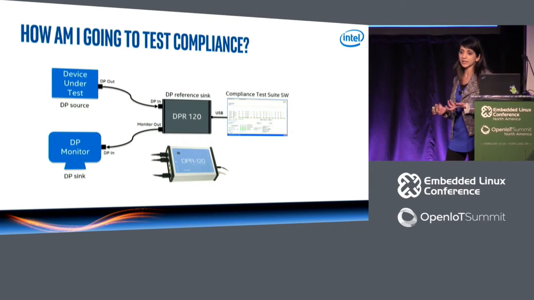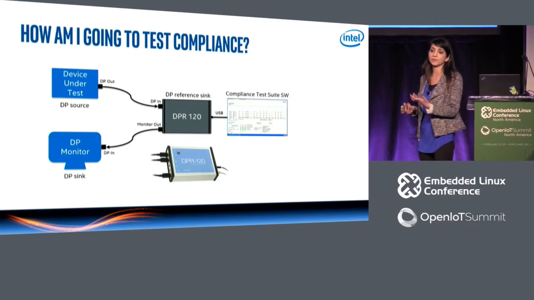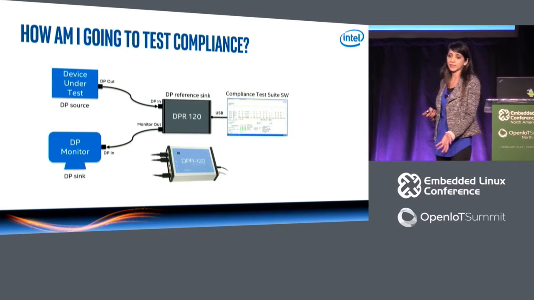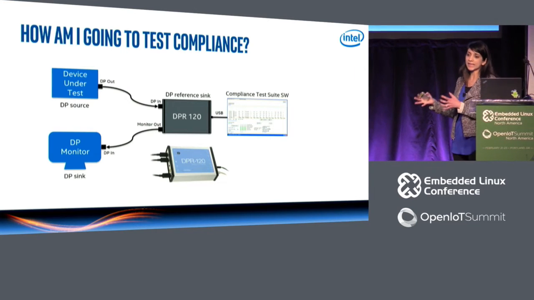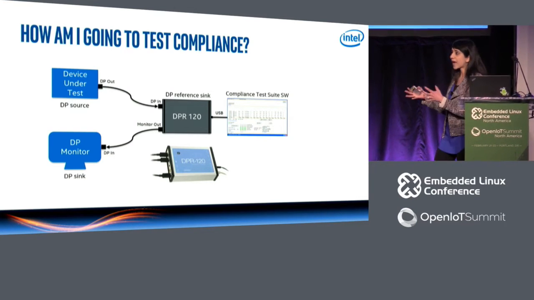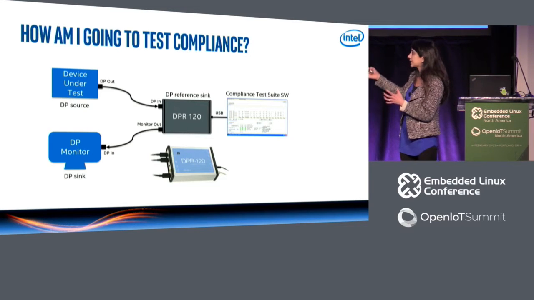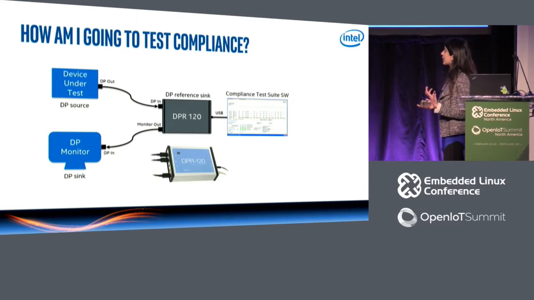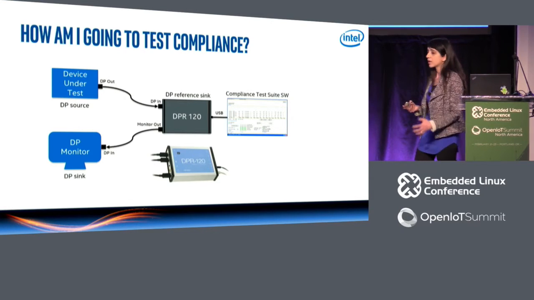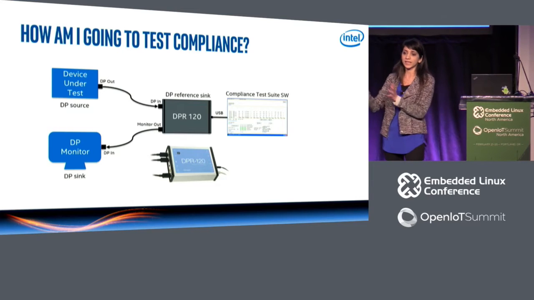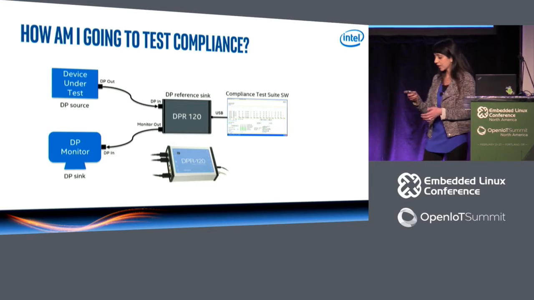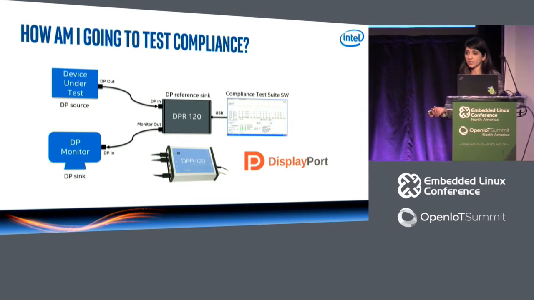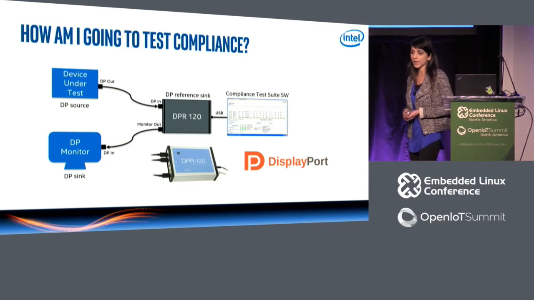So for each test, it's going to request a specific data or video pattern on the device under test and throw those outputs to the DP monitor. And it basically sits there and taps those values on the AUX channel. So it's basically just monitoring all the transactions on the incoming display cable and on the outgoing display cable. And it tries to compare that data to the reference values. If it matches, then we say that the device is compliant. So that was my test setup for testing if our driver was actually DisplayPort compliant or not.